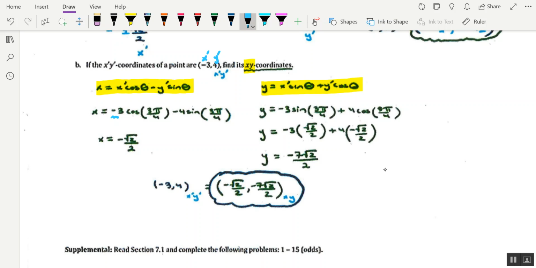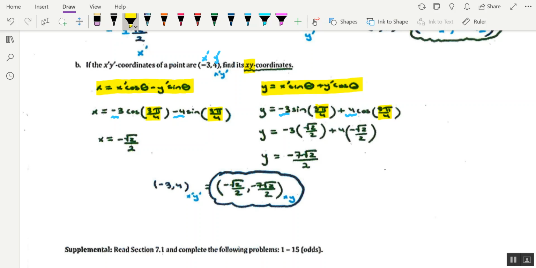Okay, so I plug those in to their corresponding spots in the formula for x, and we're still under the assumption that it's a rotation of 3 pi over 4, so that angle will go into all of the trig functions. Okay, and for y, I plugged in -3 and 4 into their appropriate spots, as well as 3 pi over 4, and I just simplified everything down.